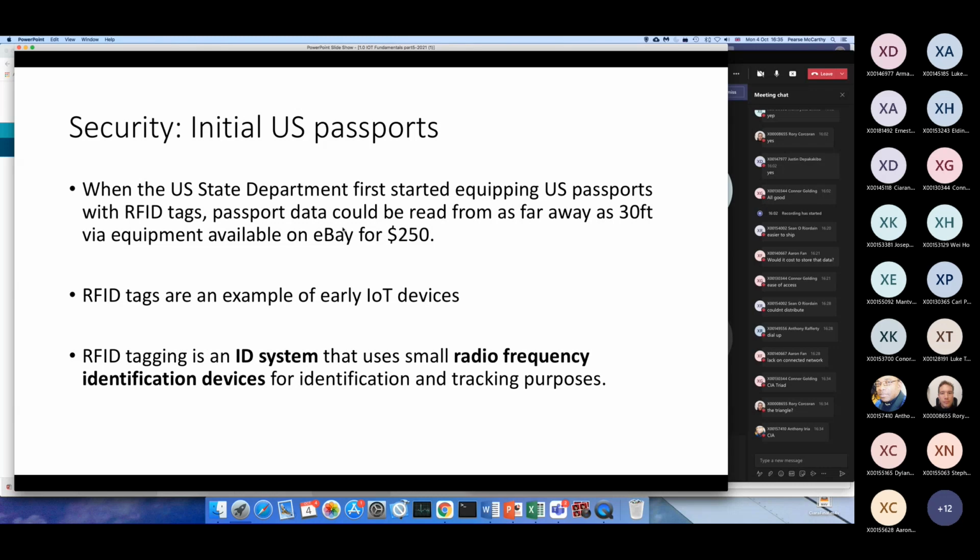But when the US first started introducing US passports with these electronic tags in them, the data could be read as far away as 10 yards, with equipment available for 250 meters. So in other words, you could walk by people 10 yards away and scan all the information off their passports. Very, very dodgy.